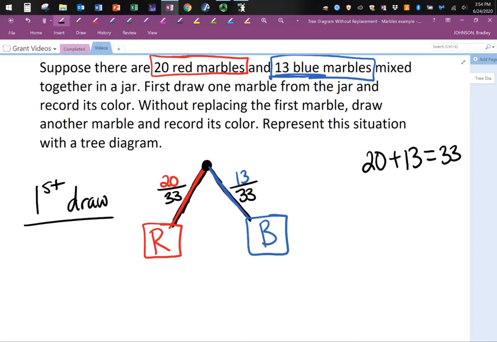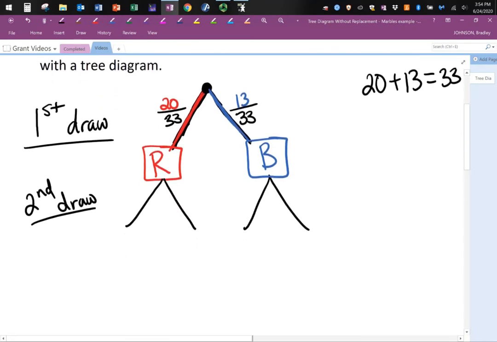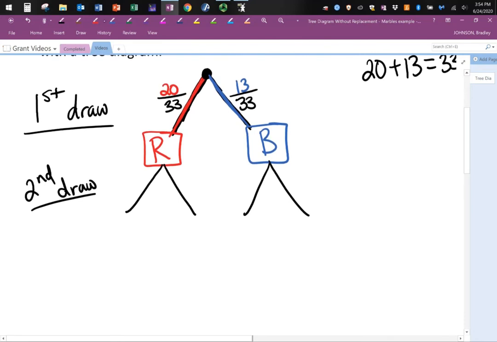Now I'm going to do this again. If we've gone down this red path, now we are going to split off. The first drawing is done, and now we will have a second drawing. So we're going to consider the second draw. We're going to draw more tree branches. So let me do that. I'll mark it like so. So we have more tree branches now. I'll give myself a little bit more room.